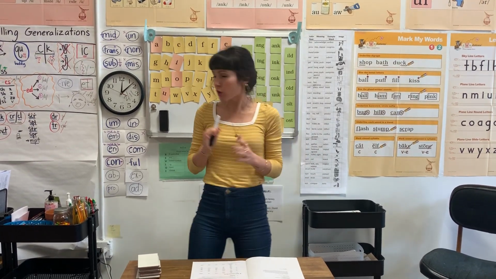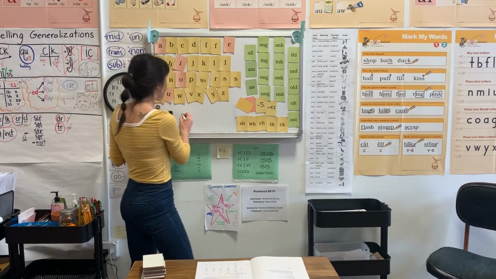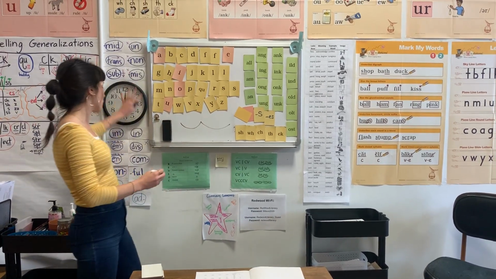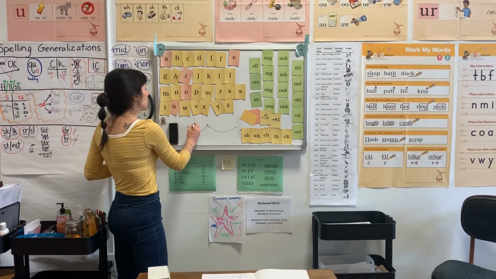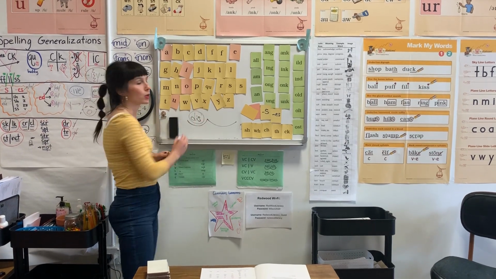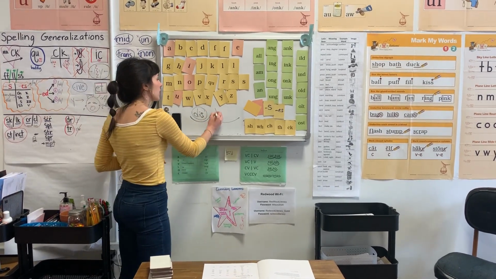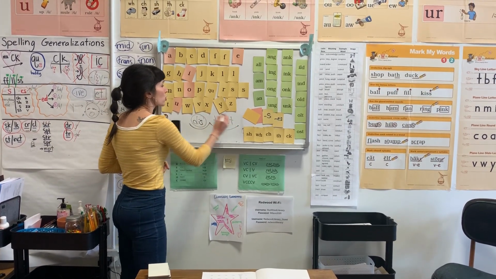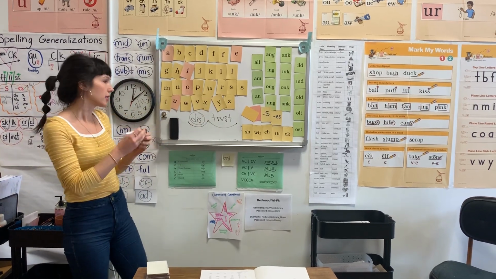And then once you've introduced them to some of those prefixes, you now incorporate those prefixes into the multisyllabic words. So now we have dis attached to the base word trust. The whole word is distrust.